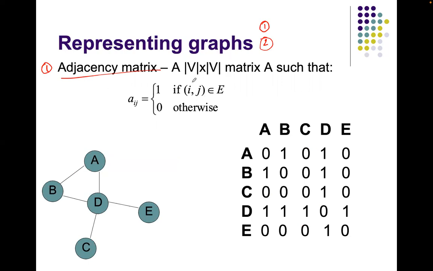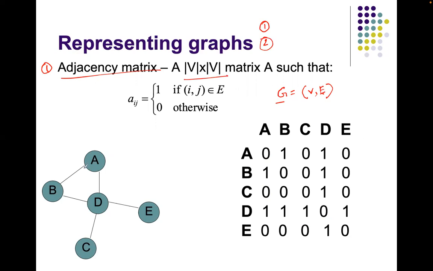So the adjacency matrix is going to look like this. If this is a particular graph, a graph is a set of vertices and edges. So in the adjacency matrix, we are going to represent the graph as a matrix with dimension of size V times size V.